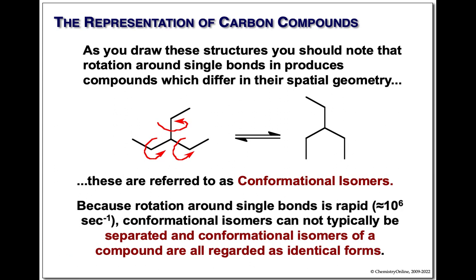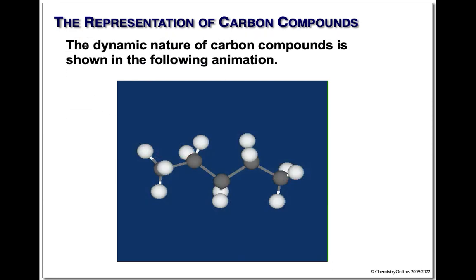These are referred to as conformational isomers. Isomers are molecules that have the same numbers and types of atoms, but they're different. So this guy and this guy are different. They're different energetically, but they're the same molecule. In fact, because the rotation is so fast, they are essentially equivalent. So at room temperature, these two are the same. We can't distinguish them.